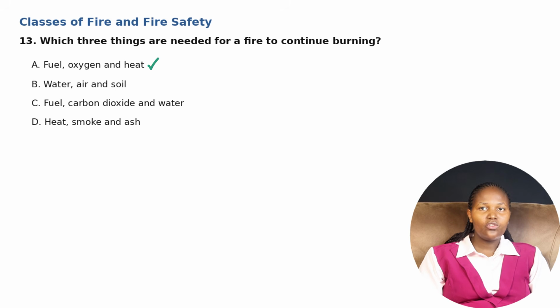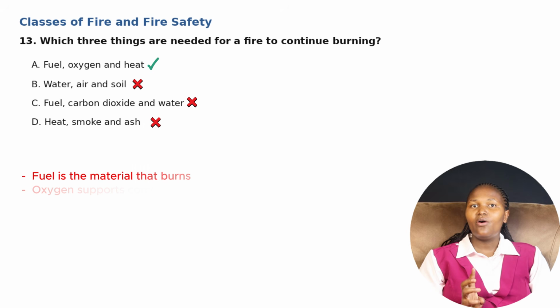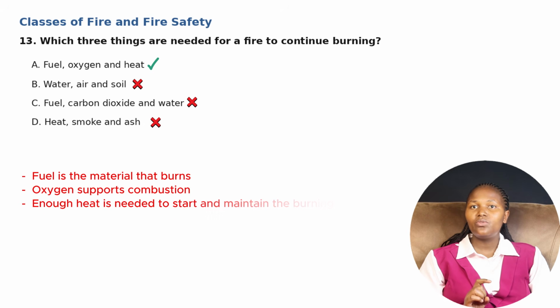The correct answer is option A, fuel, oxygen and heat, because these three components make up the fire triangle. Fuel is the material that burns, oxygen supports combustion, and enough heat is needed to start and maintain the burning process. If any of these three is removed, the fire can be controlled or extinguished.